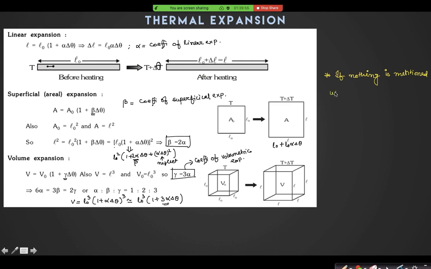If nothing is mentioned, we will take materials to be isotropic, meaning alpha is the same in all directions.